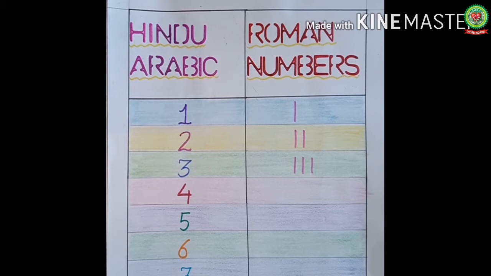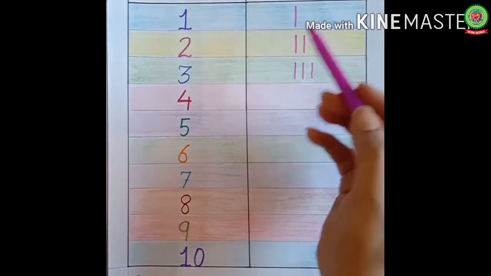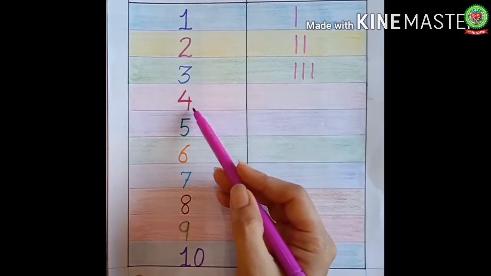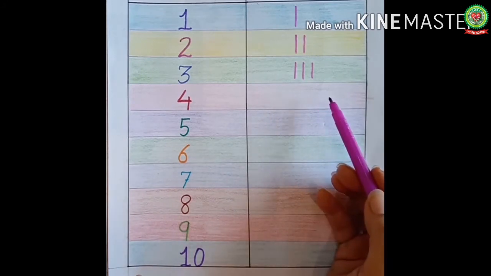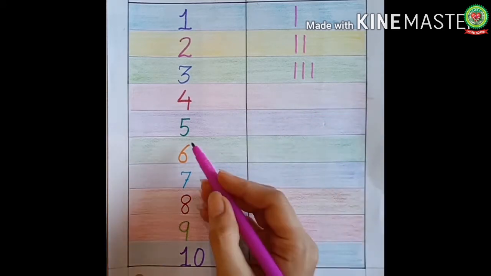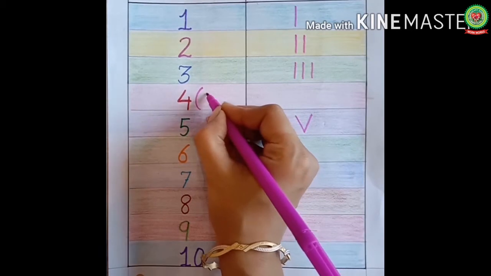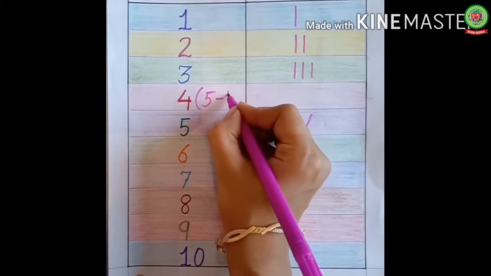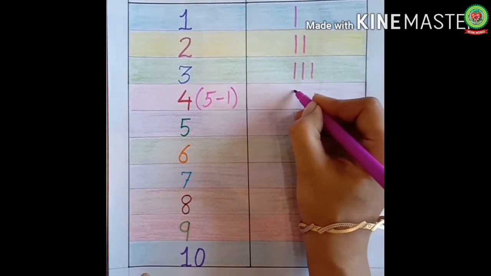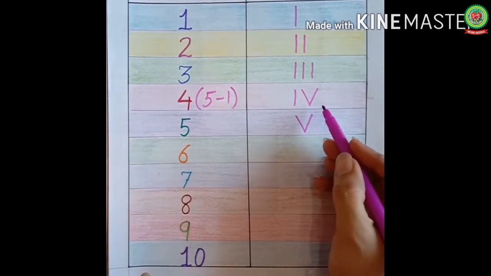Now let us discuss the Roman numbers from 1 to 100. 1 I, 2 II, 3 III, but 4 we can't write as IIII. As we have discussed earlier, we can't repeat I more than 3 times. We know that 5 has a symbol V. So 4 we can write as 5 minus 1. So by using the rule of subtraction, 1 I, 5 V. So 4 we can write as IV.